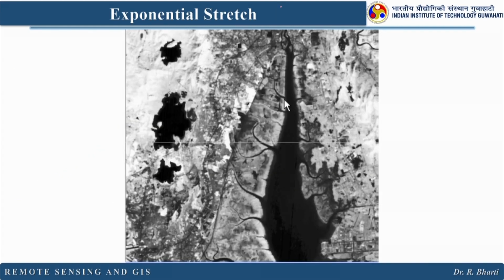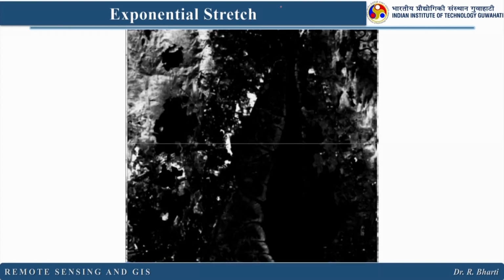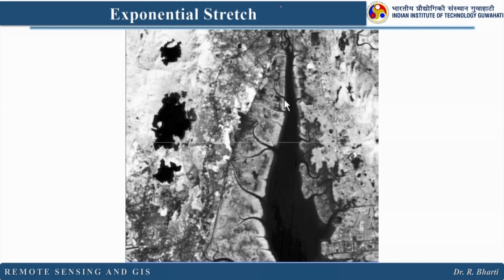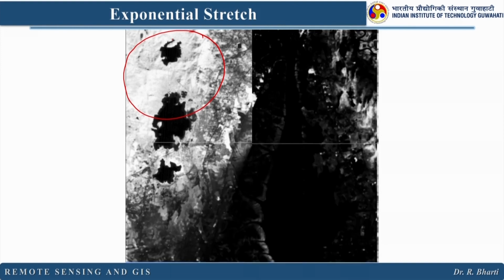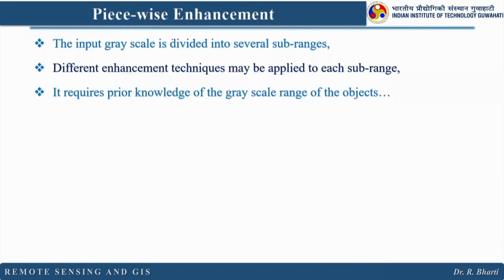This is another example where you can easily see what is happening here. You just compare this particular area: here it is brighter and there is nothing much seen. If you see this one, there is more information. So this is the advantage of exponential stretch.